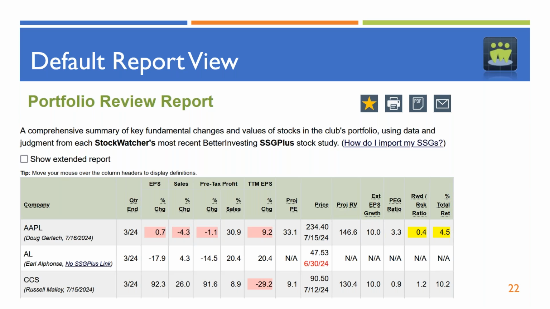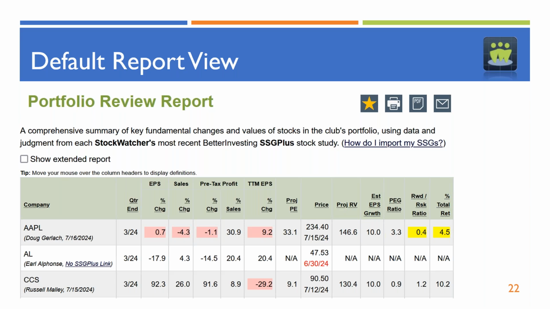So there are abbreviations to keep the columns as narrow as possible. But you can see on the left side, the ticker is there. The company name has been taken off for space purposes. The stock watcher is there. The date of the last time they updated their stock study is also there. And then you will see some highlighting, and we'll go over that highlighting.